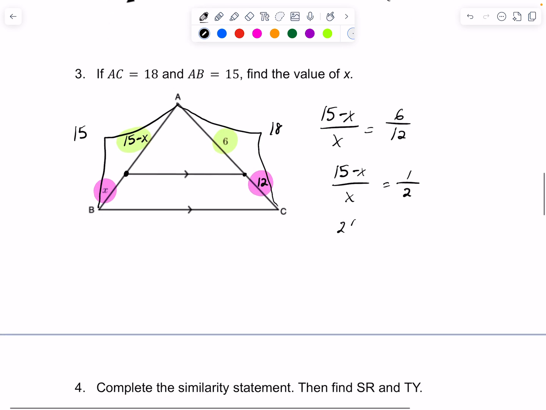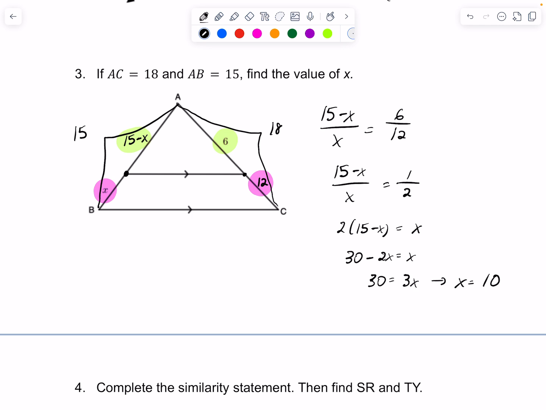So 2 times 15 minus x equals x. So that's 30 minus 2x equals x. Move the minus 2x over with addition. So that'd be 3x, or x equals 10. All right, so that is our value for number 3.